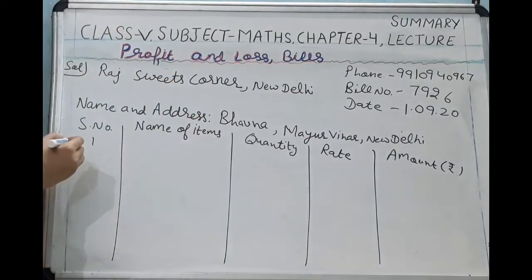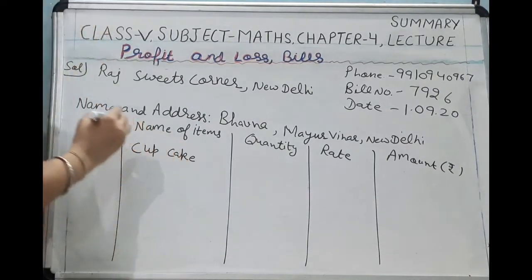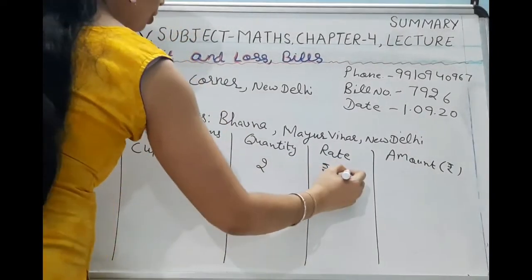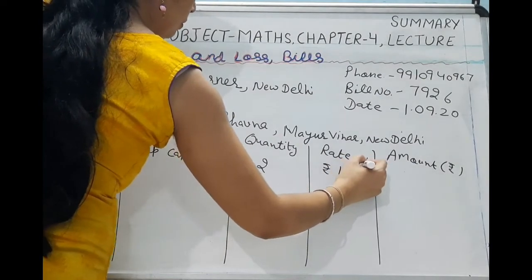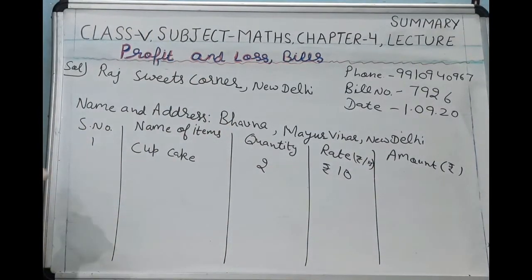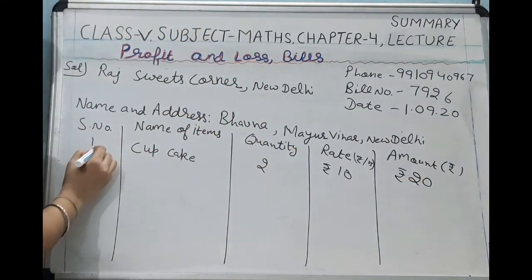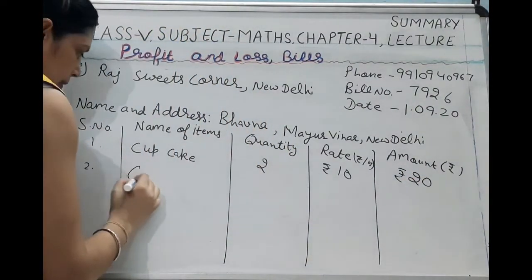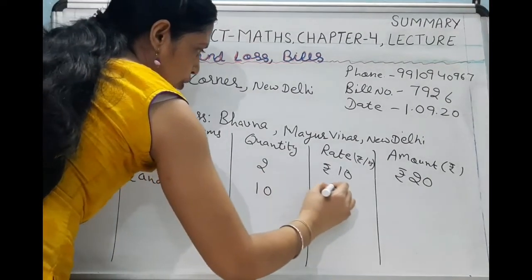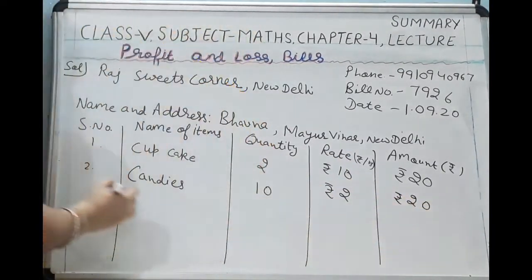Serial number 1, cupcake, name of the item. First item was cupcake. Quantity was 2. Cost was rupees 10 each. Rupees per kilogram or per item. So cost will be 2 purchase kiye and rupees 20 will be given. Second is candies. Quantity 10. Cost was rupee 2. 10 to the 20. Right?